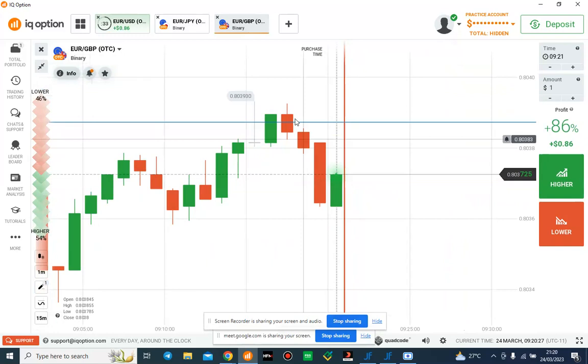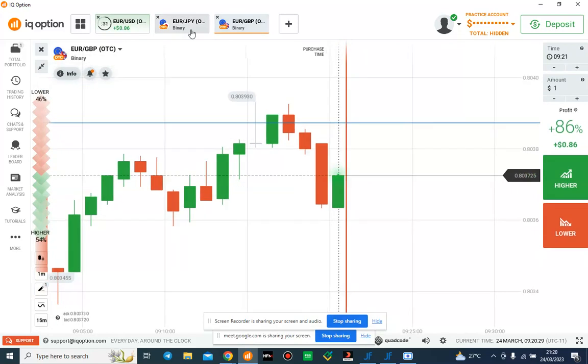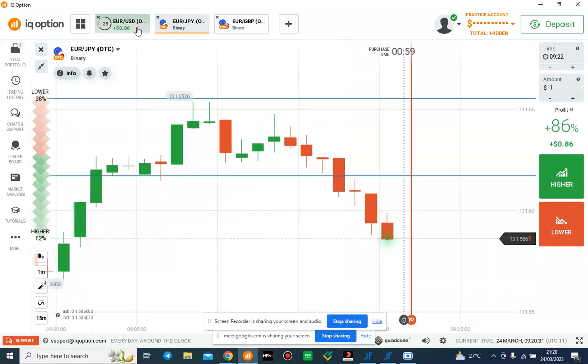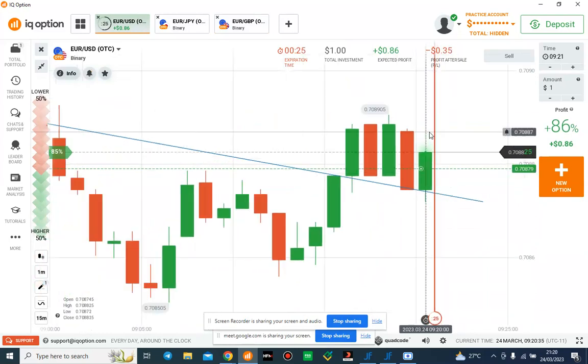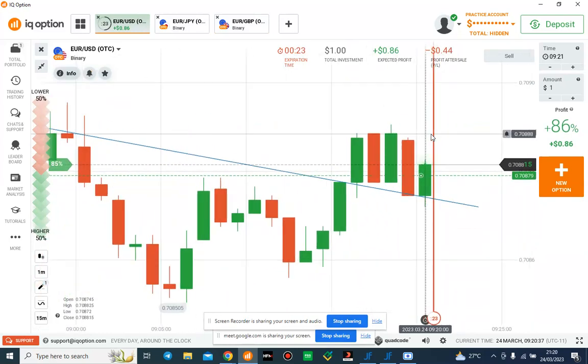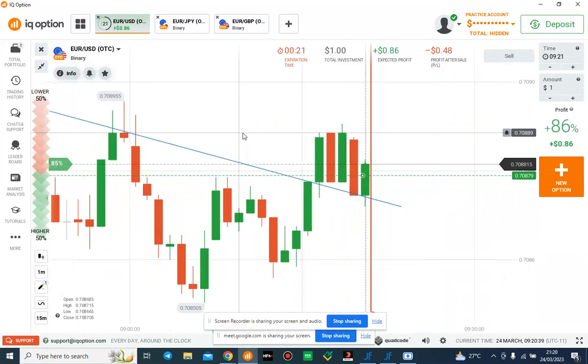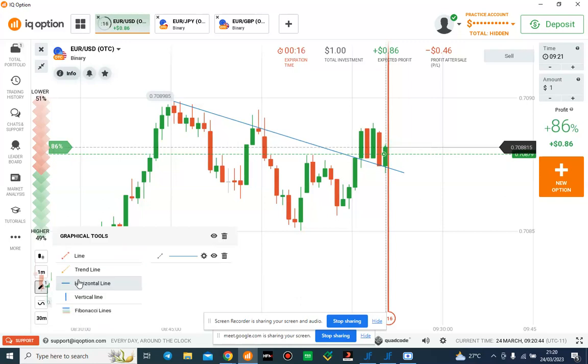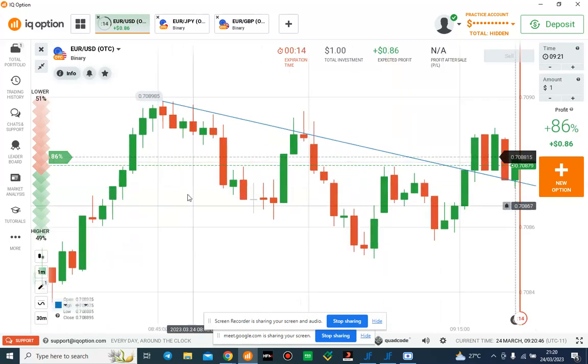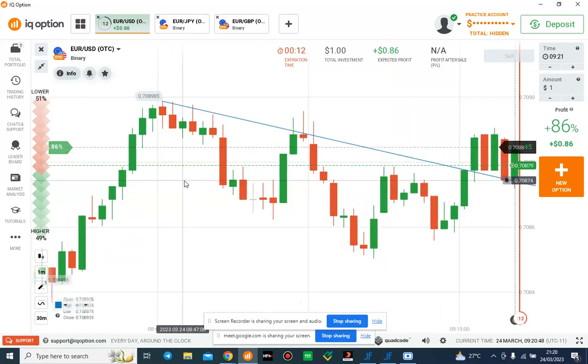There's no retracement. You can see the sellers entered. The market is still going down. I think the market should go more up from this level. Okay, where is the next level? The next level is here, something like this.